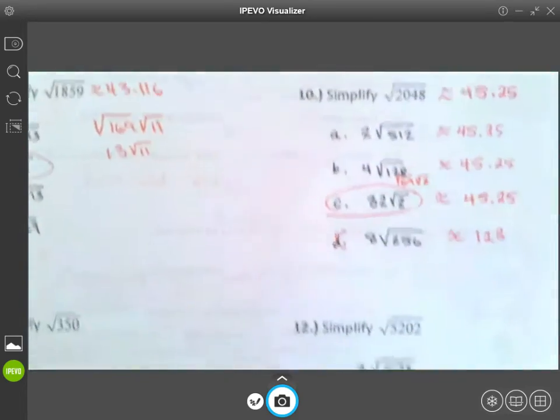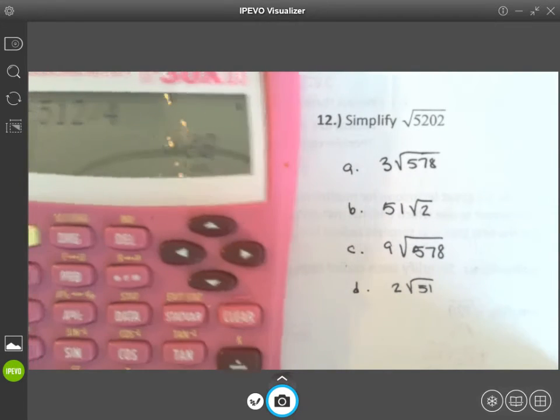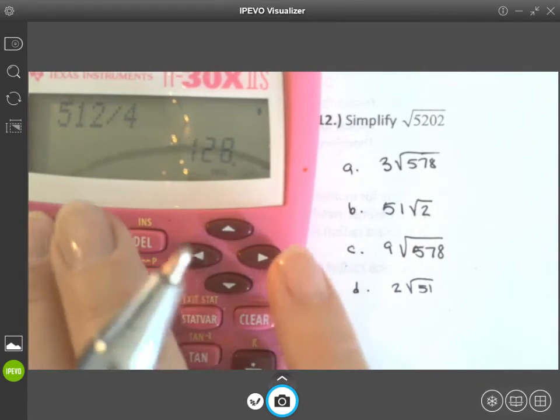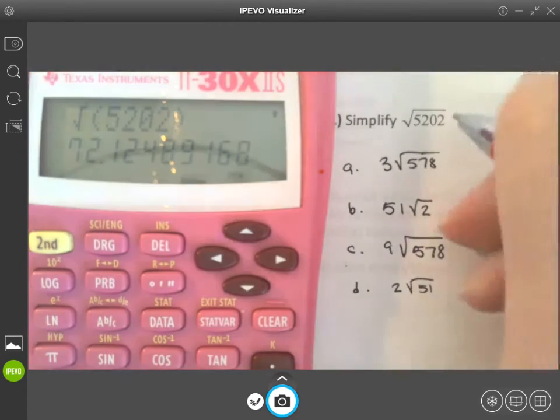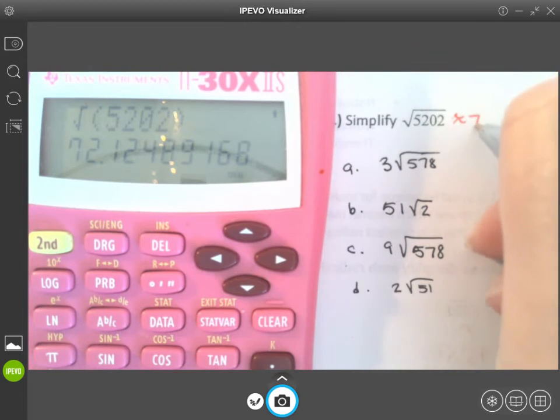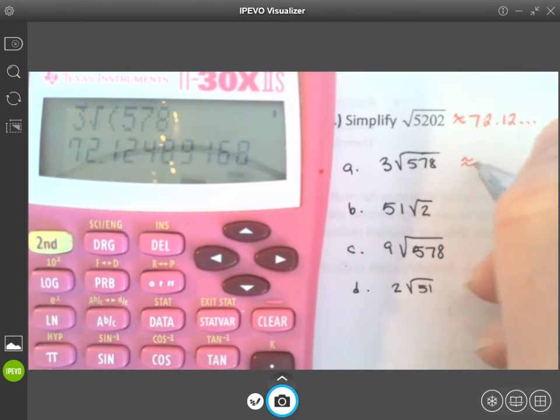Okay, while we're in that mode, let's jump down to number 12. Same idea. Get all your decimals. Square root of 5202. So you can't just believe the first thing you get. You have to find the best answer. C, right? That one was C, yes. 32 square root of 2. 72.12, and this goes on. Okay, so I'm going to type these in. 3 square root of 578. Oh, I got the same answer. Should I pick it?